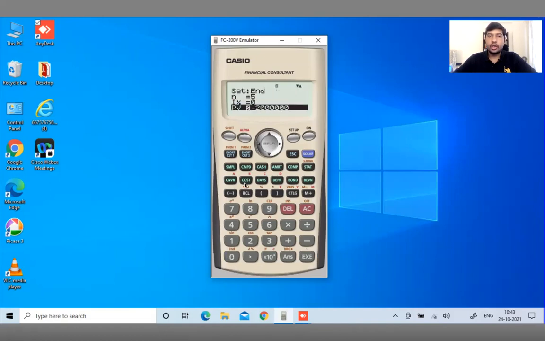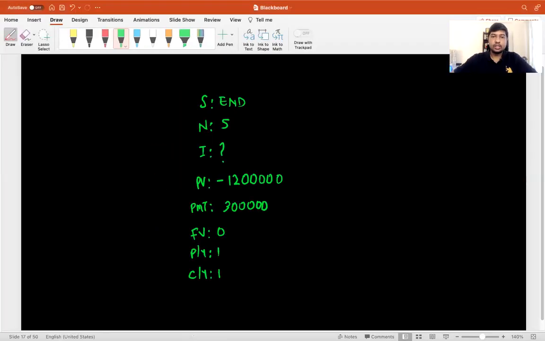N will be 5. I will be the rate of return that we need to calculate, which we don't know, so put 0 for now. PV is minus 12 lakhs. PMT is 3 lakhs yearly. FV is 0. Payment per year is 1. Compounding per year is also 1. Once you have these inputs ready and you've verified it, go to I percentage, press solve. So that answer comes to 7.93%. Okay, that's the answer.